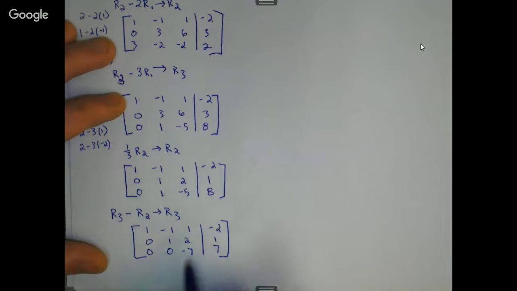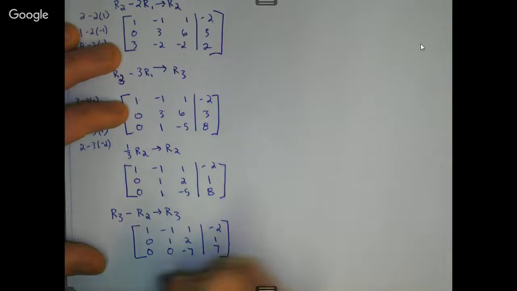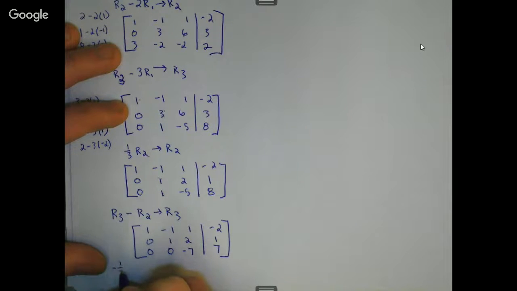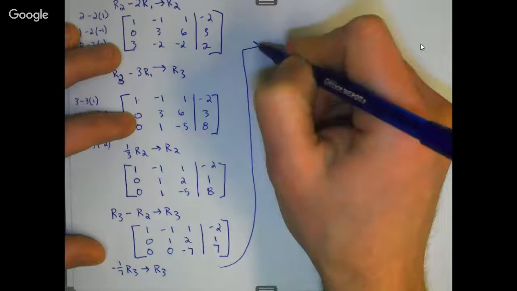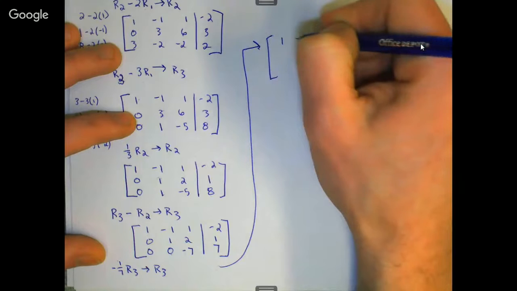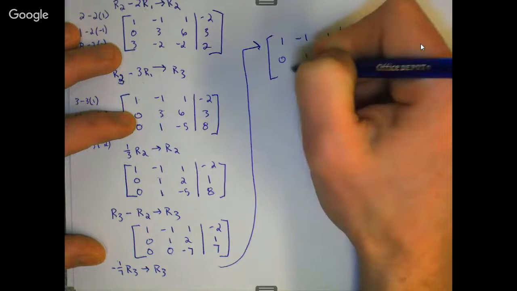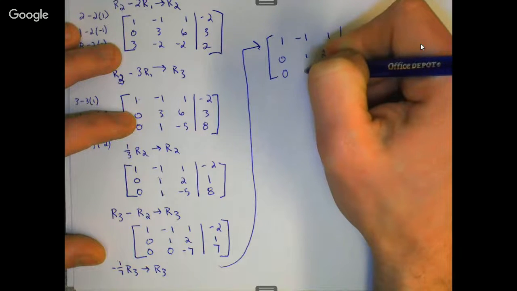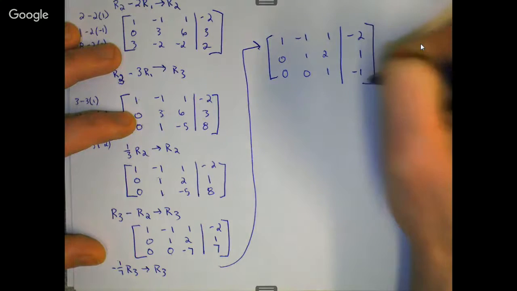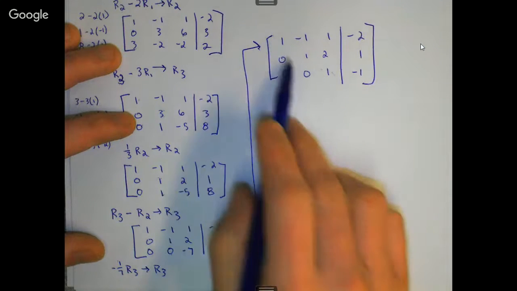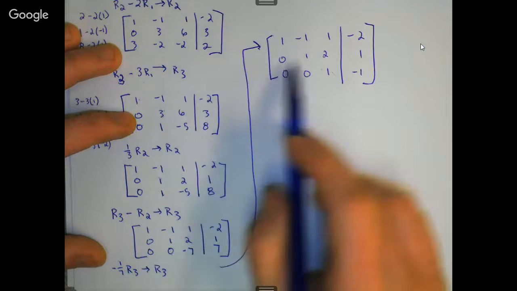Okay, so 1 with a 0 under it, so this leading term has to be a 1 here, but I can just divide by negative 7. So we'll take negative 1/7 times row 3, put it back into row 3. Row 1 stays the same. Row 2 stays the same. And row 3 is getting divided by negative 7. So that's a 1 and negative 1. Okay, so now I have my REF form, my diagonal ones, my 0 triangles here, and these numbers are good.